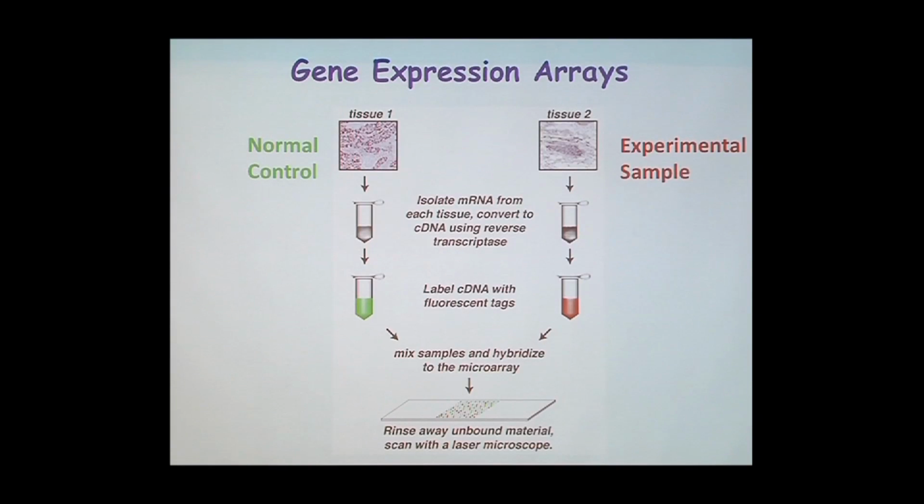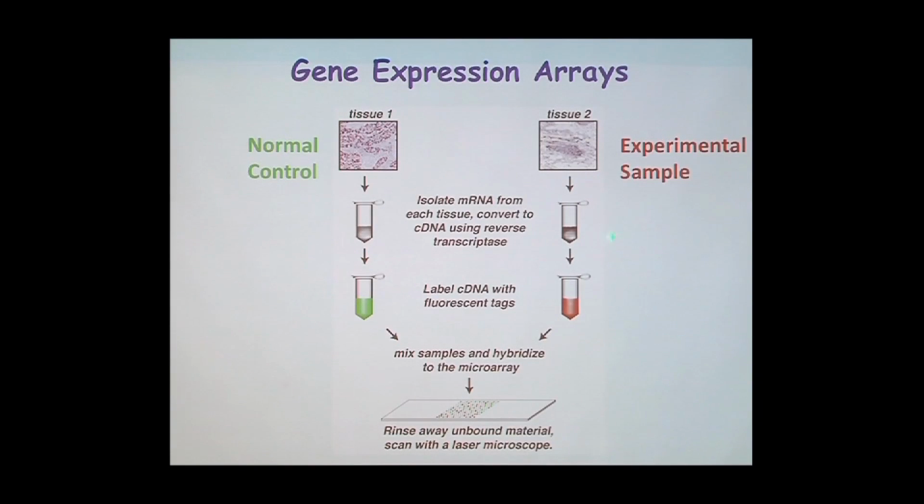So I mentioned that you can compare the gene expression, which means which genes are turned on and which genes are turned off in different tissues. And it's very similar to what we did with the comparative genome hybridization. You're taking one sample that's labeled with green and the other sample labeled in red. But in this case, we're not just taking all the DNA, we're taking only the ones that are expressed.